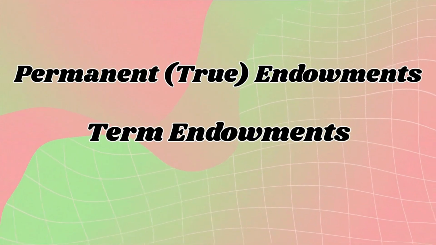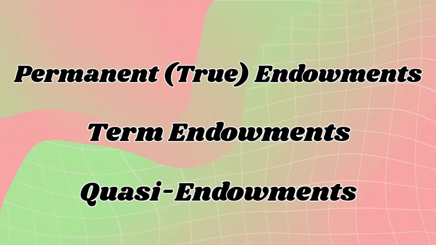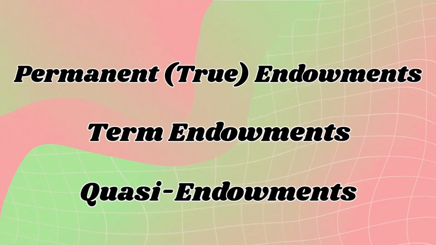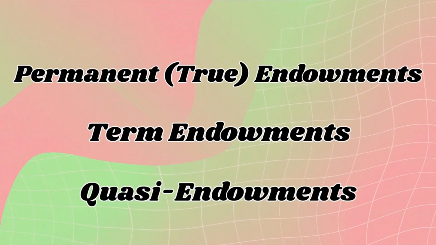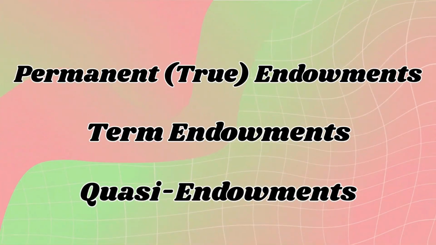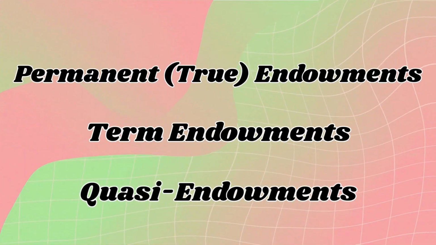A third is quasi-endowments, which are essentially board-designated funds. Here, the board may decide to treat unrestricted assets as an endowment, but can also change their designation in the future. Each type has different accounting and reporting implications.